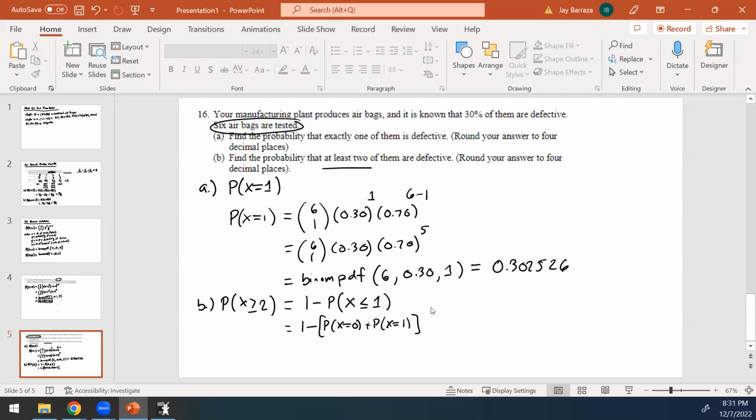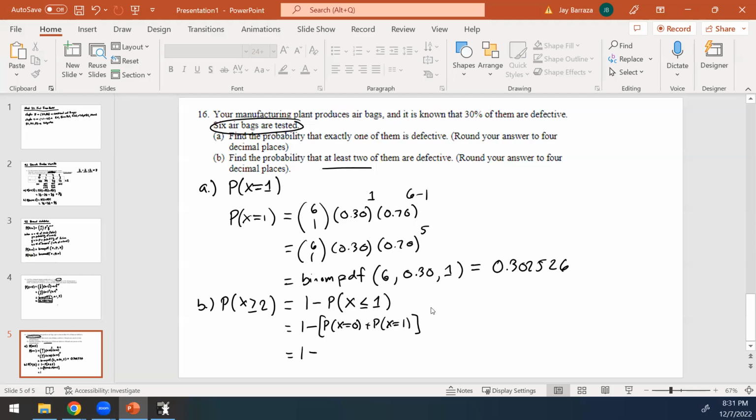Now let me ask you a question. Can you have negative defective airbags? Like, does that make sense? Can x be a negative number? No, doesn't make sense in this context, right? So I can have 0 defective airbags, but I can't have negative defective airbags, right? Now, do you want to do 2 binom PDFs and add them together? I mean, you could. It's not that bad, honestly, but I wouldn't.